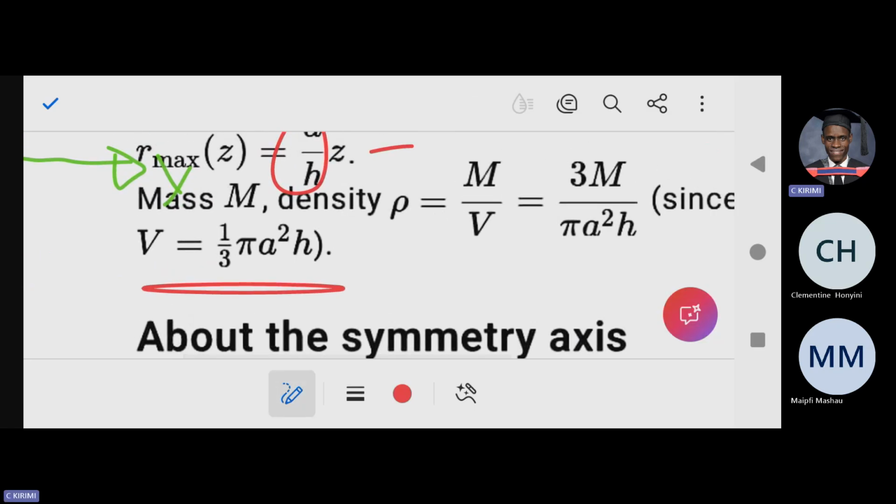In place of the r, what did we put? Instead of r squared, what was replaced there? Pi a squared h. Yes, that's what I want you to see. Volume of a cone is just pi r squared multiplied by the height. So if I know the radius and the height of the cone, I can calculate the volume of the cone. Is that clear, class?